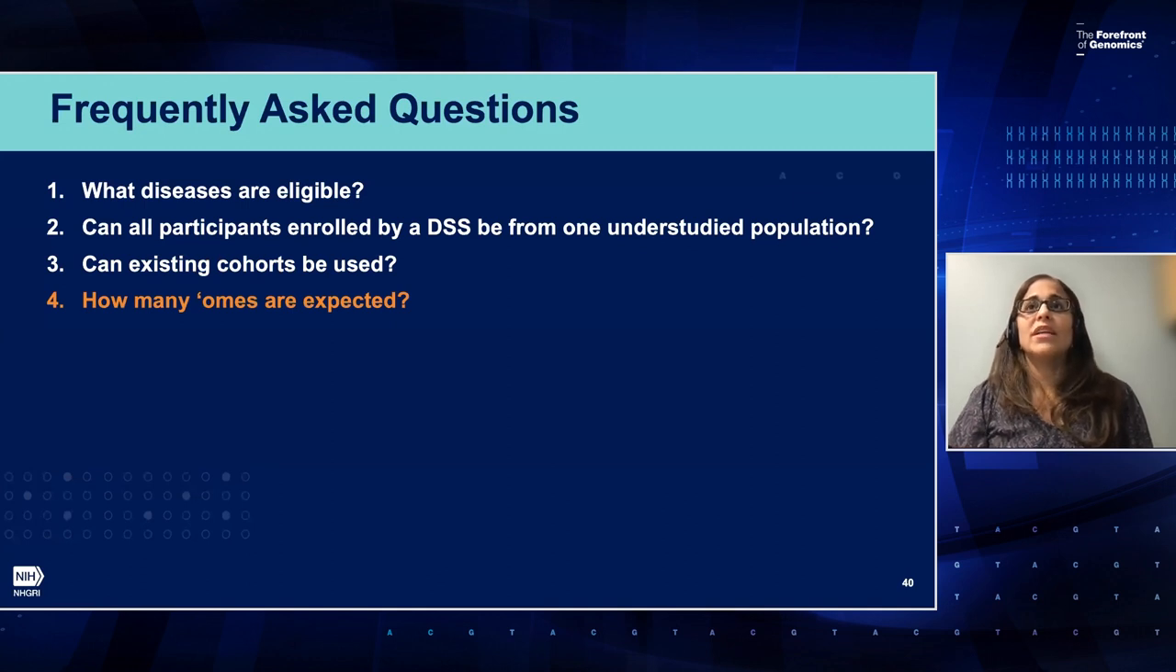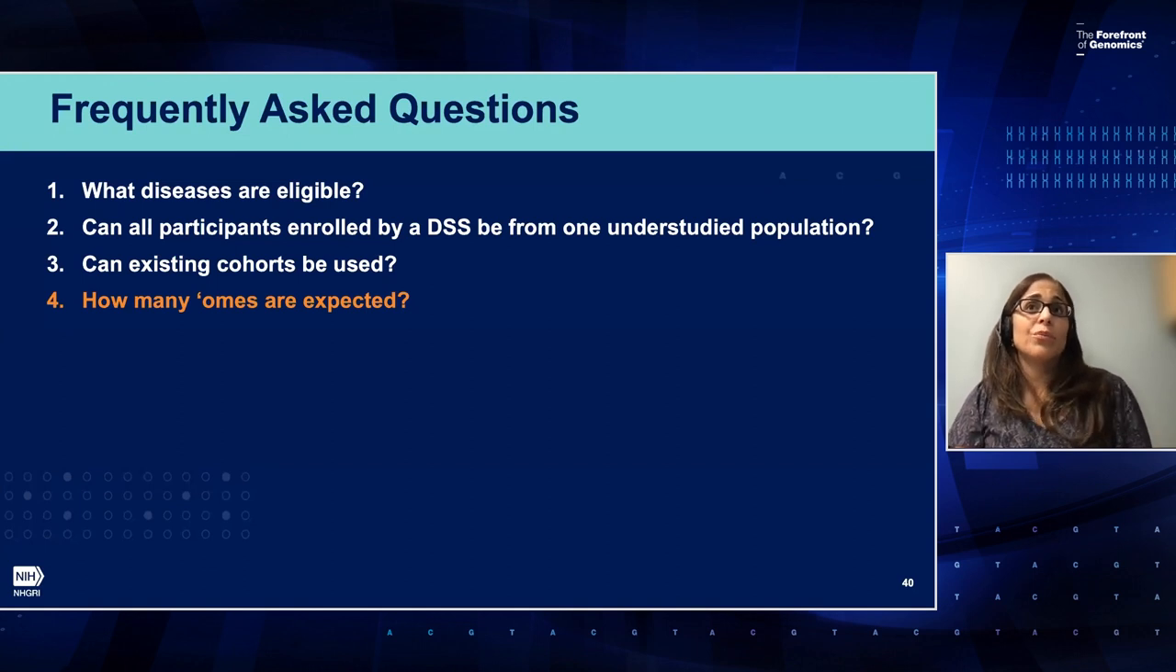Question number four, how many omics are expected? So I did mention in one of my slides that the goal for the OPCs is to produce the five molecular categories that I've listed. So genomics, epigenomics, transcriptomics, proteomics, and metabolomics. But we do say that other omics data types will be considered with appropriate justification. And so here you demonstrate that the additional omics data types are relevant for the disease that is being studied and fit within the allocated budget.